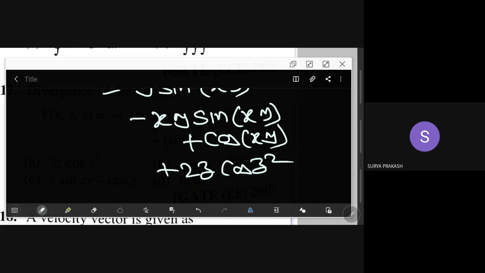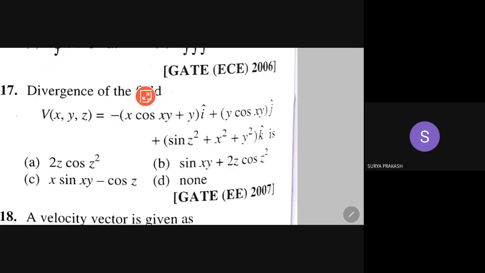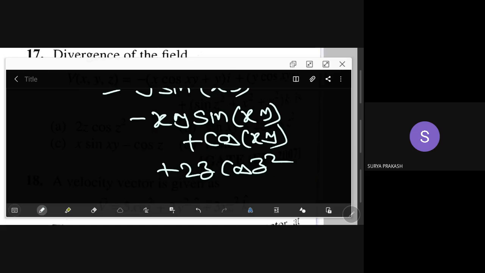That's all. So this will be the answer. Why is it again sin z square? 2z cos z square is there. B, none is the answer, I think, for this, because here what we got, 2z cos z square is there, cos xy and sin xy are also there. None of this is the answer.